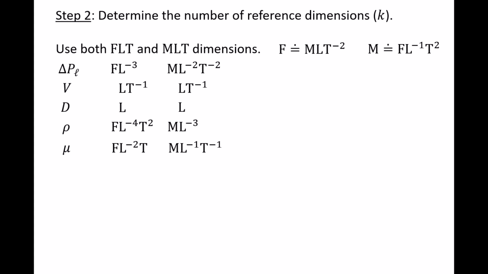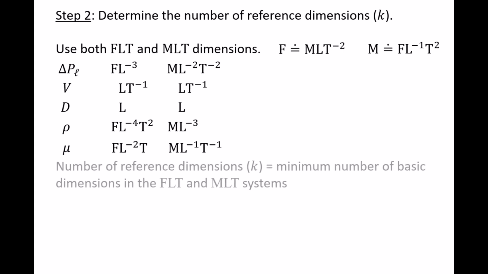Now we count the number of basic dimensions that appear in the FLT and MLT systems. Notice that F, L, and T are required to describe the dimensions of the variables in the FLT system. That is, F, L, and T appear at least once in the FLT column. Similarly, M, L, and T are required to describe the dimensions of the variables in the MLT system.